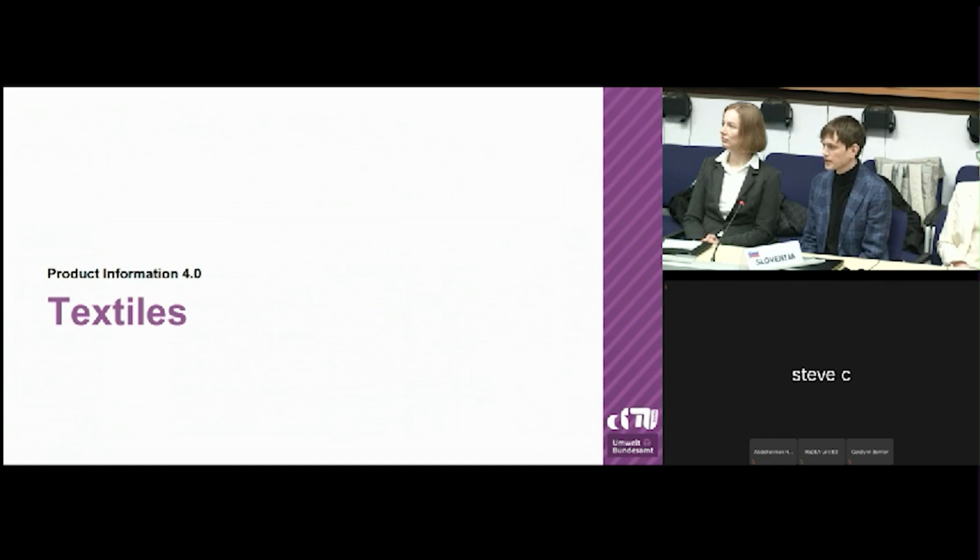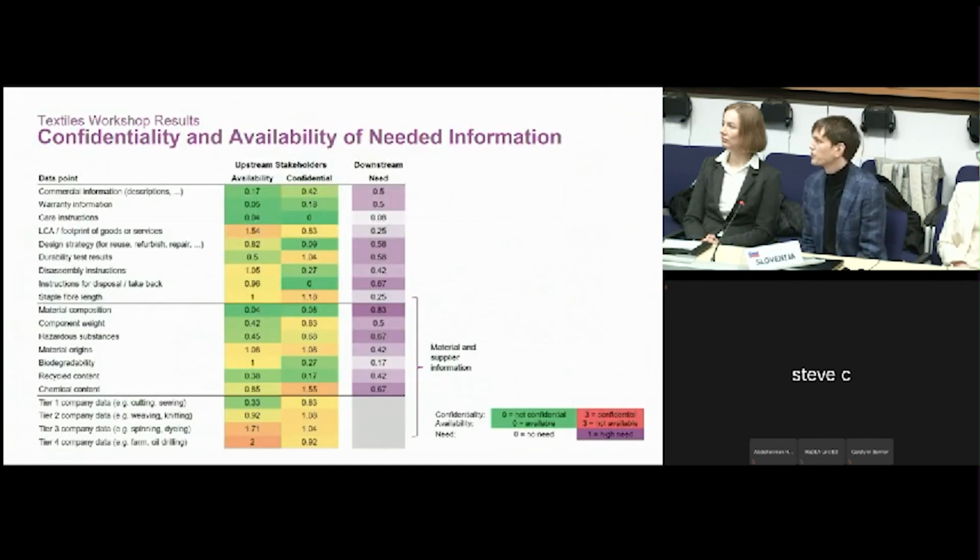Let's look into textiles first. We see here an overview of the availability and confidentiality of information points for upstream stakeholders, such as producers. We see, for example, that the availability is generally good. However, for example, for tier 3 and 4 or LCA data, it's not so good. On the confidential side, we see that, for example, chemical information is more critical, as well as information from the supply chain, such as supplier data.